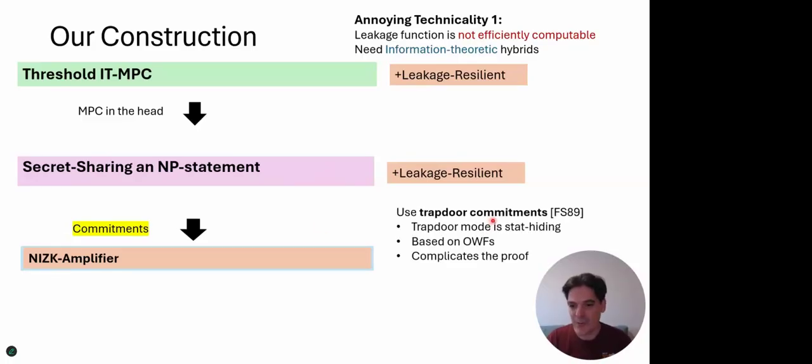These are commitments that have a trapdoor mode, which is statistically hiding, and we can construct them based on one-way functions by following the ideas of Feige and Shamir. And let me say that compared to the previous work where we moved from secret sharing for NP to combiners, where this step was very, very simple, the current step is much more complicated and the proof is subtle.